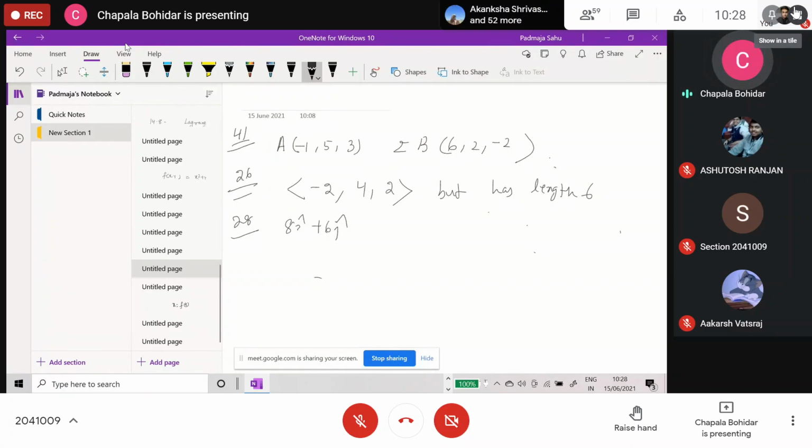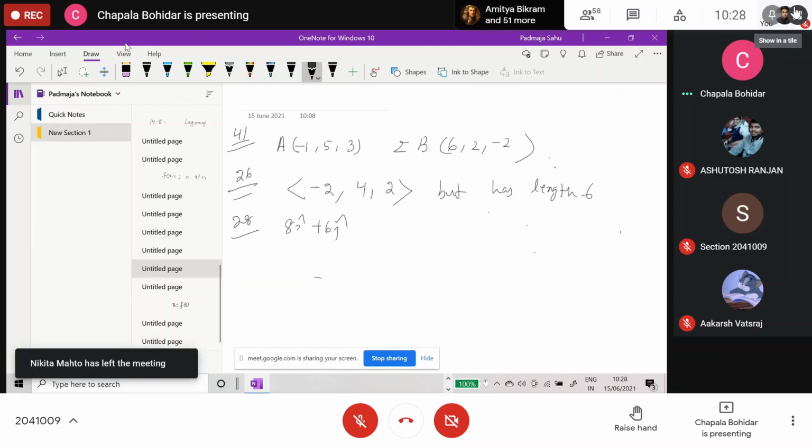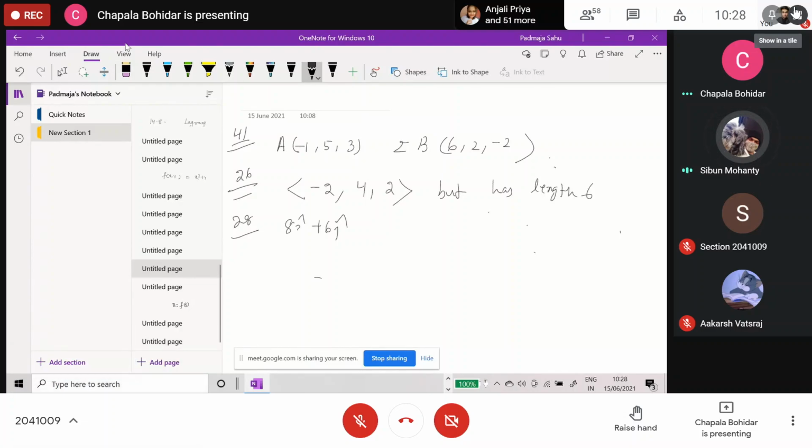Question number 30, you can do. Question number 28 is the angle between the vector and the positive x-axis.